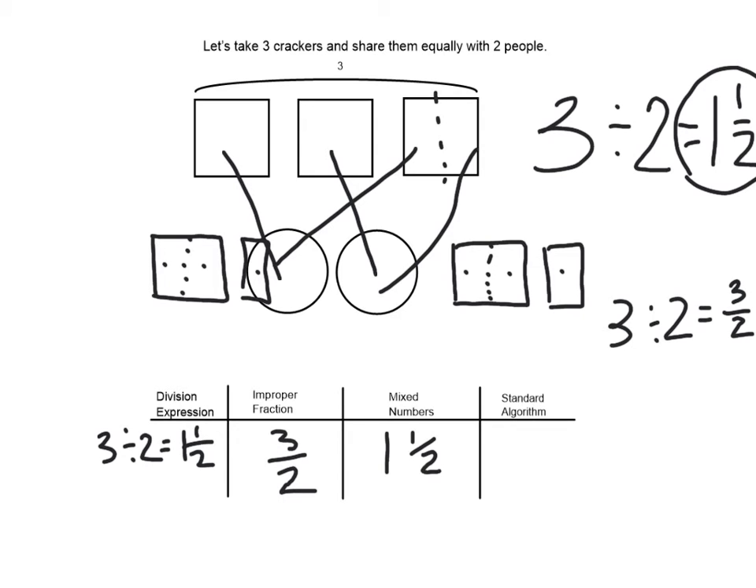And when it says standard algorithm, all it wants you to do is do the actual 3 divided by 2. And I know 2 goes into 3 once. I subtract, because 1 times 2 is 2, and I get 1 left over out of 2. So that's how I show the division expression, the improper fraction, the mixed number, and the standard algorithm when dividing.